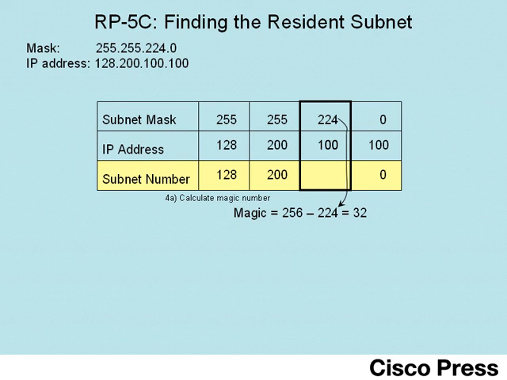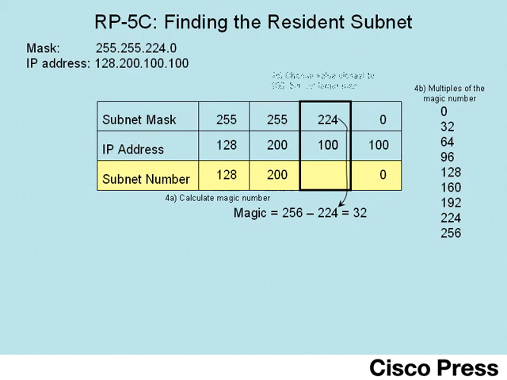Now, as it turns out, the resident subnet number in the interesting octet is a multiple of this magic number. So at step 4b, we're going to calculate all the multiples of the magic number. We start with 0 and calculate all the way up through 256. Now the subnet number's value in that third octet is going to be one of those numbers, but which one?